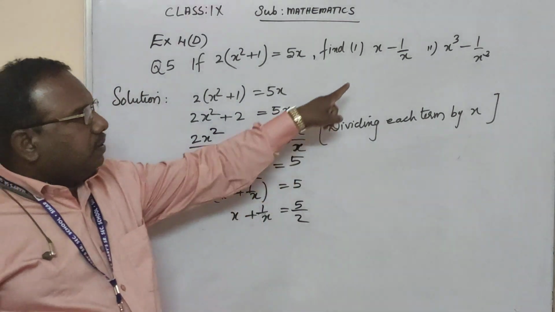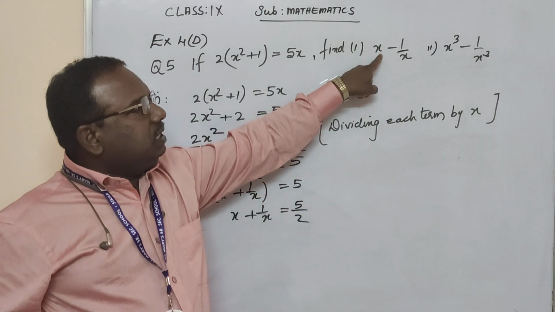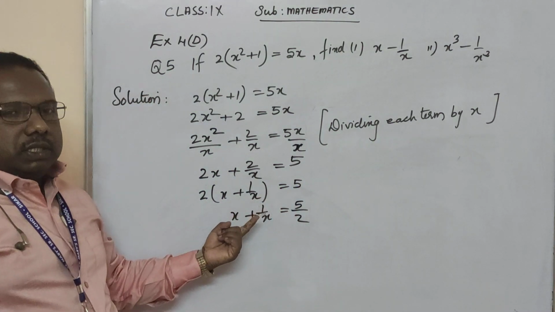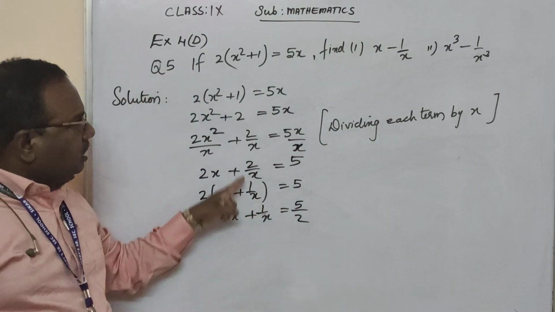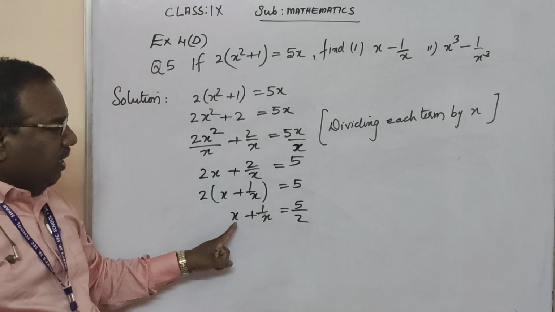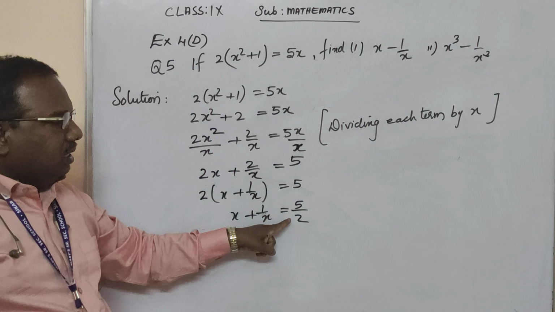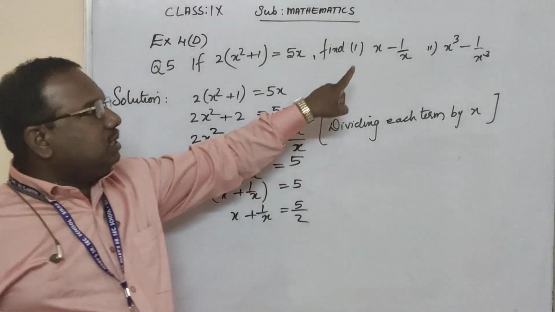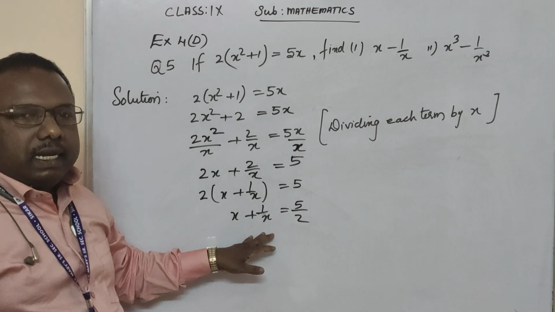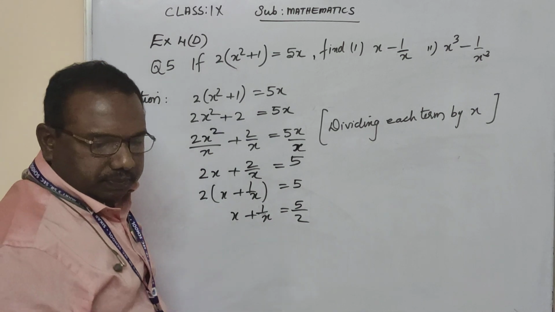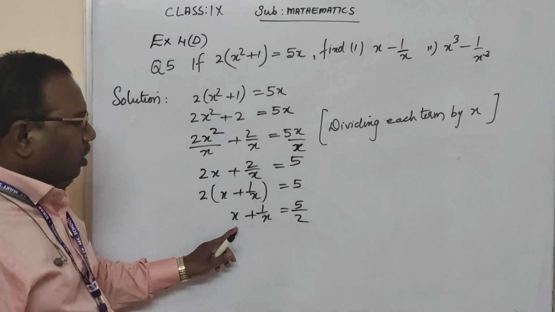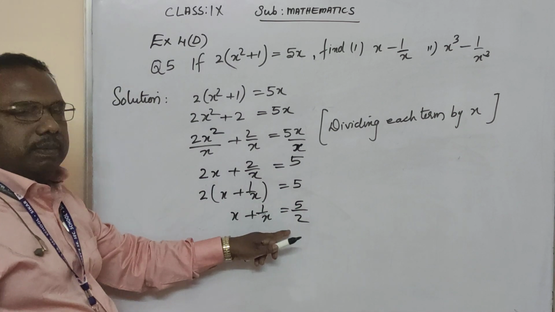This is not the first part. The first question is x minus 1 by x, but we are getting x plus 1 by x. Here it is a plus sign. Here also we get x plus 1 by x equal to 5 by 2. Our question is x minus 1 by x. So again we have to apply an identity. Let's apply the identity. The value of x plus 1 by x is 5 by 2.